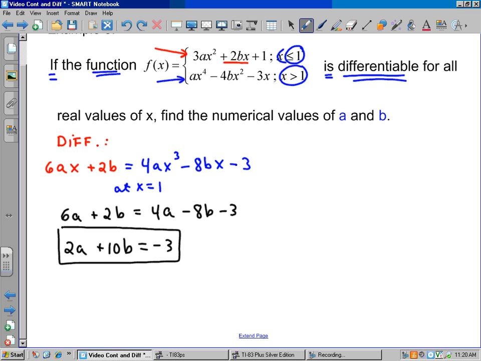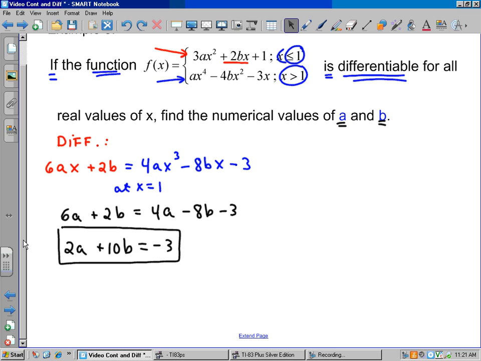And I'm in trouble because I have two variables. I need to solve for both variables, and I've only got one equation. That doesn't work in math. If you need to solve for two variables, guess what you need? Two equations.